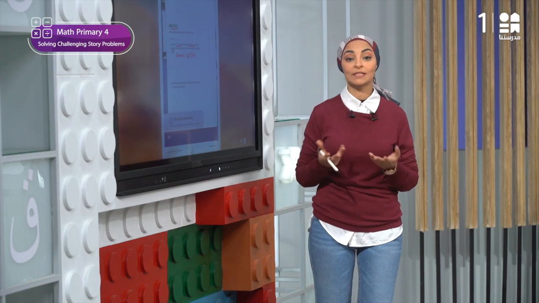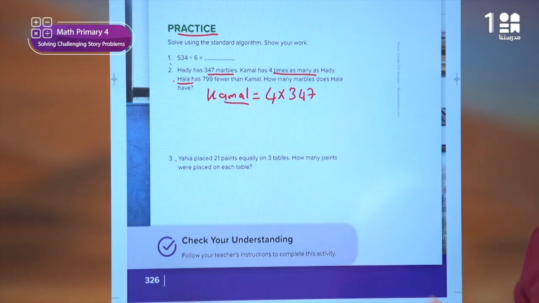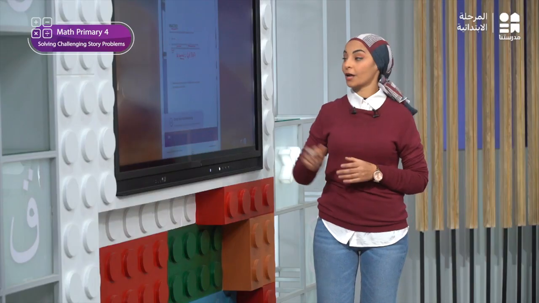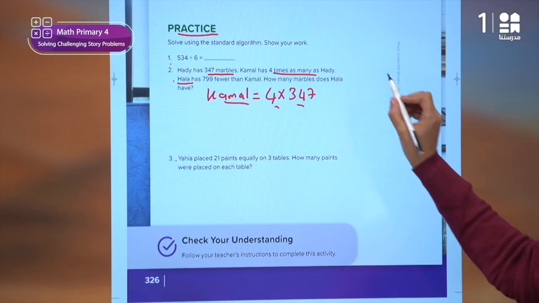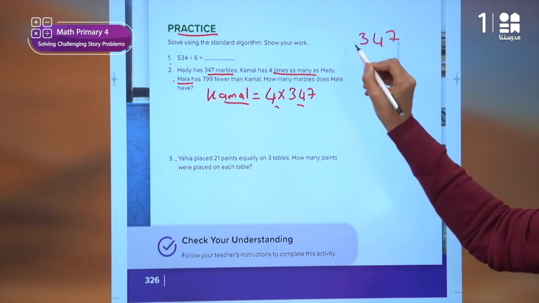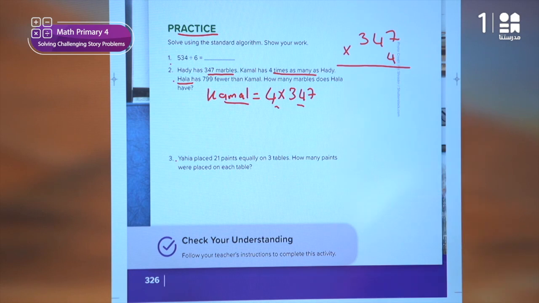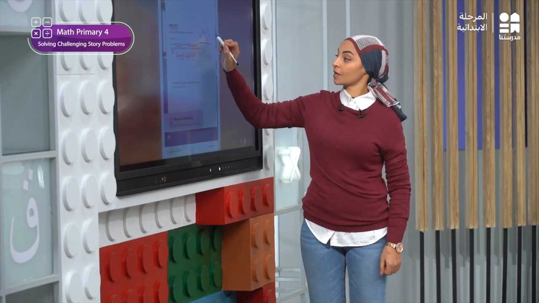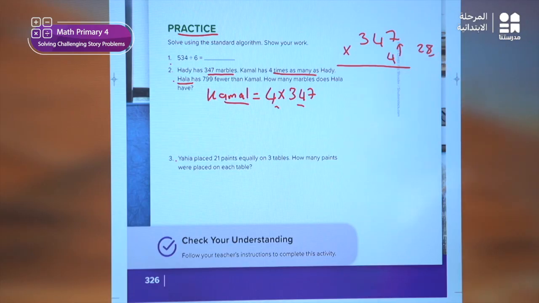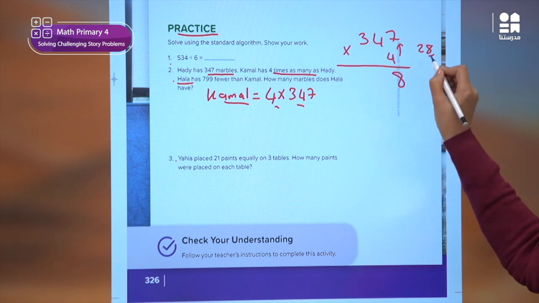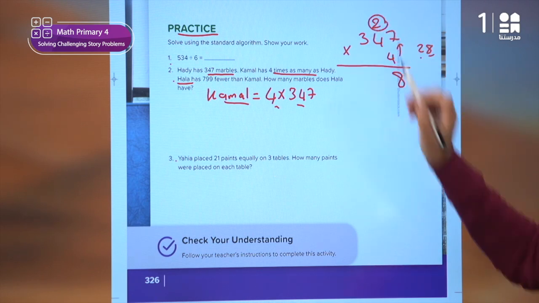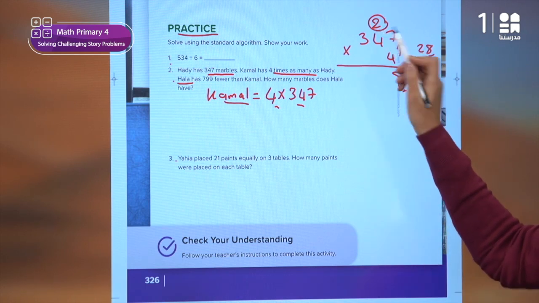And now after you have finished, here we need to know how many marbles Kamal has. Of course, I'll multiply 4 times 347. I will use the standard algorithm for multiplication. So for the standard algorithm, I must write these two numbers under each other like you see here. Okay? Then I will start with the ones. 4 times 7 equals what? 4 times 7 equals 28, right? So, I will write 8 in the ones place, and put 2 on the tens place. Again, put 8 down and carry up 2.